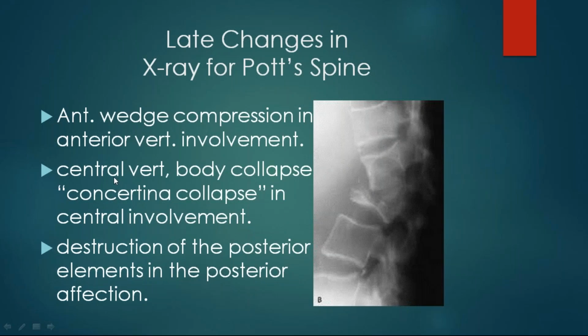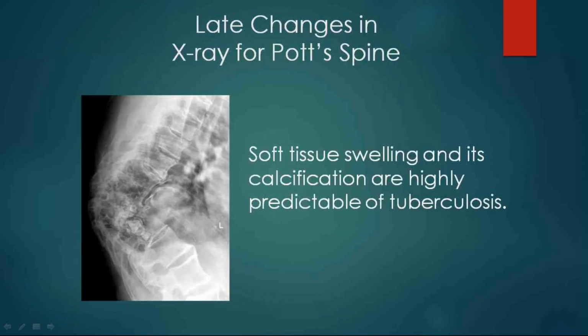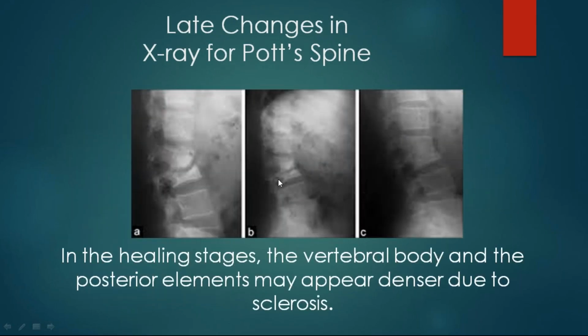And as already discussed, in central vertebral collapse it becomes a concertina, like it collapses in a uniform way. It will be a small rectangle type. If the posterior vertebra is involved, there will be dissection in the posterior elements. And even in late stages, you can see there will be soft tissue calcification also. And here you can see the vertebra is being healed. Okay, two PG bits will be there.